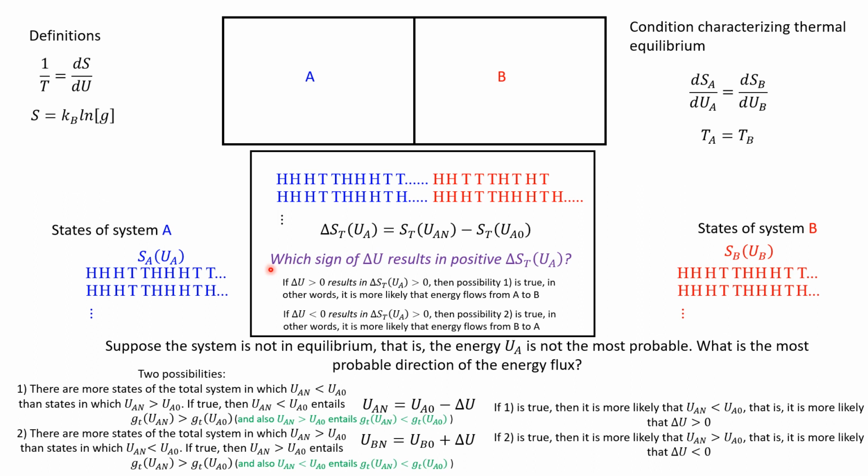Okay, so our job is to find the sign of delta U resulting in a positive variation of the entropy. If positive delta U results in a positive variation of the entropy, then it is more likely that energy flows from system A to system B than from system B to system A. If delta U negative results in a positive variation of the entropy, that means that it is more likely that energy flows from B to A than from A to B.